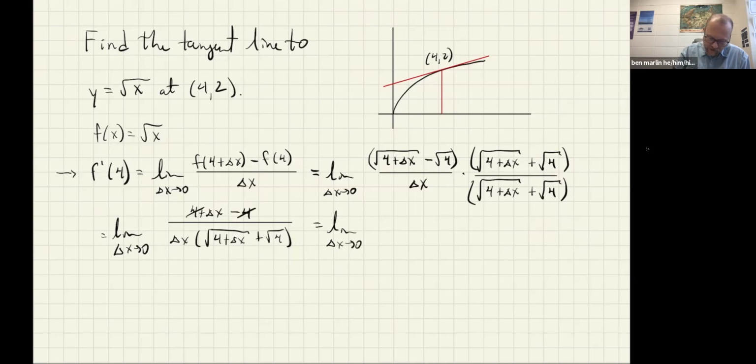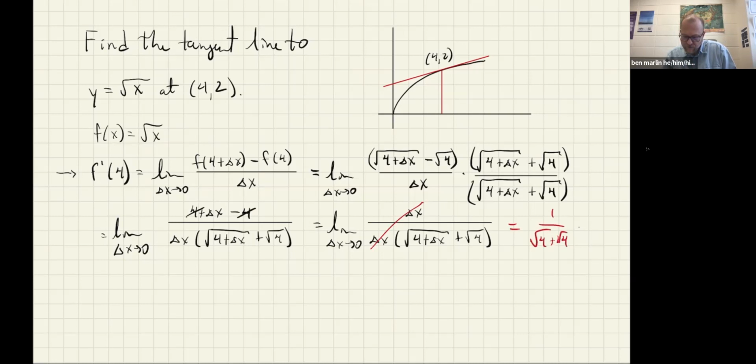I will just take that thing that I had right there, copy it, paste it, and put it over here. All right, so then I'm going to cancel those out. And now I have a 1 on the top. And when I stick in delta x being 0, I have 1 over the square root of 4 plus the square root of 4. So that is 1 over 2 plus 2, so 1/4. I wrote all that in red, and I don't like that, so I'll just make it all match.